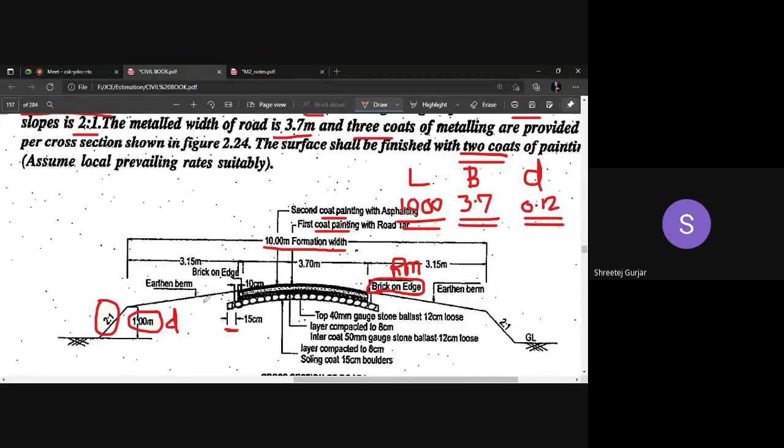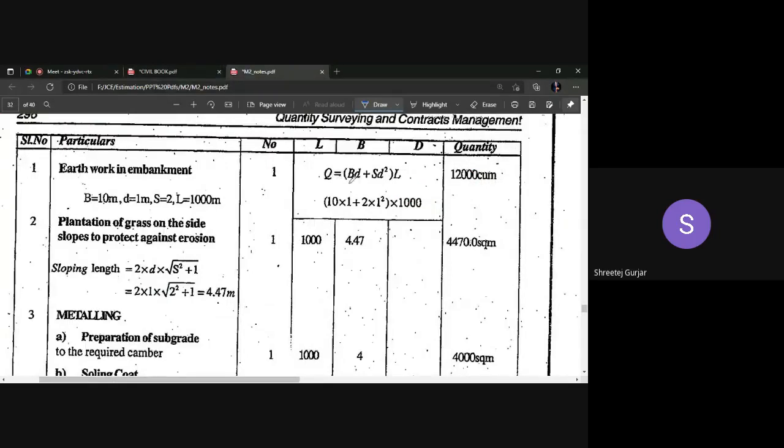First, the calculation of our earthen embankment: (BD + SD squared) into L. What is B? It is the formation width, 10. What is D? 1 meter, as I've shown over here. S is 2, the side slope. So (BD + SD squared) into L gives us the total quantity. No problem over here.